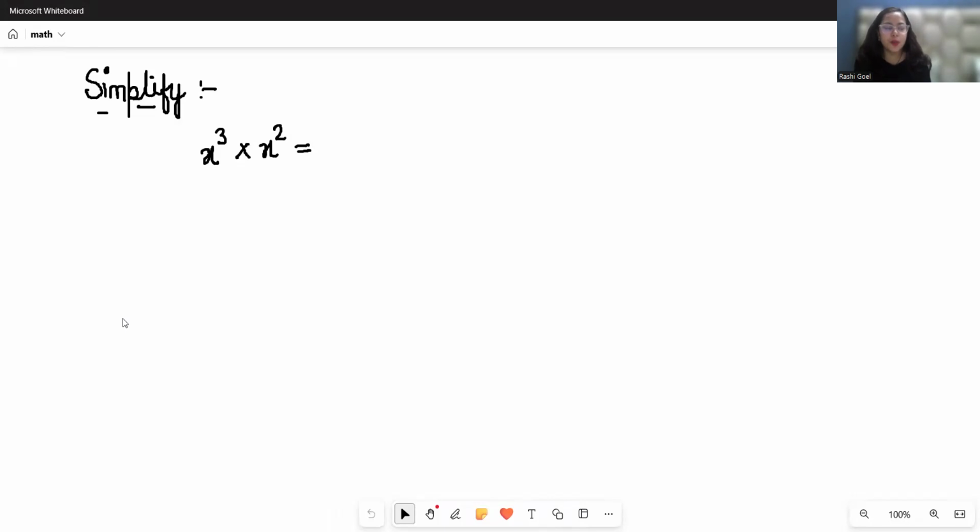We are going to simplify expressions with exponents. So x power 3 times x power 2 is equal to what? We are going to use the exponent rule, that is x power m times x power n is equal to x power m plus n. So it becomes x power 3 plus 2, which is equal to x power 5.